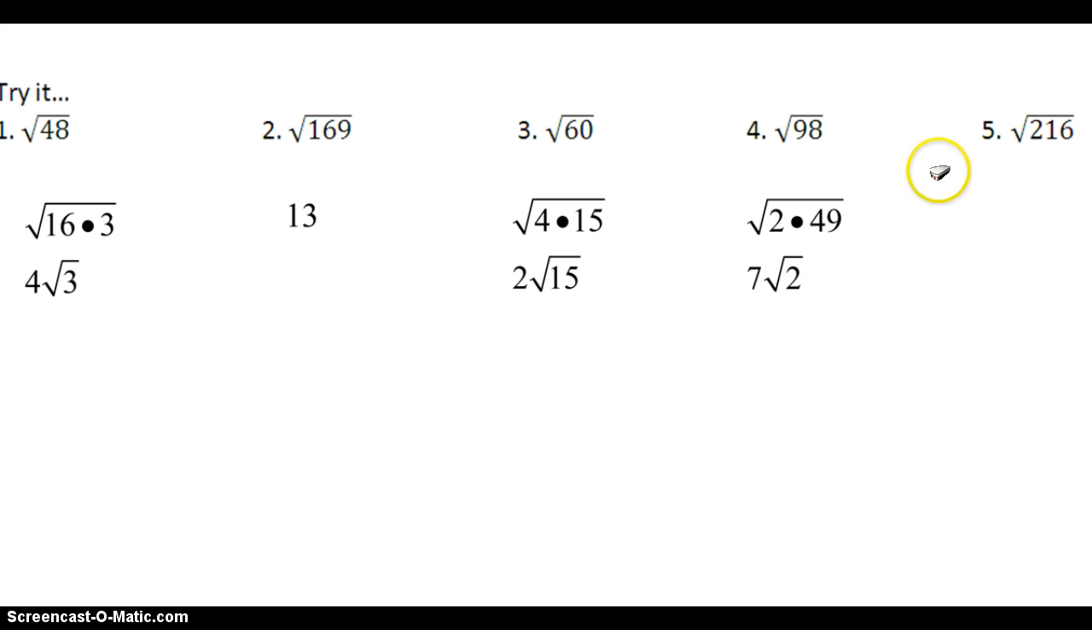And our last example for simplifying is root 216. And 216 is a multiple of 36. It's 36 times 6. 36 is a perfect square, so we're able to pull out a 6, and we're left with a 6. So just remember, as we're simplifying, we are looking for couples. And so when we look for our perfect squares, that's a couple that's already together.